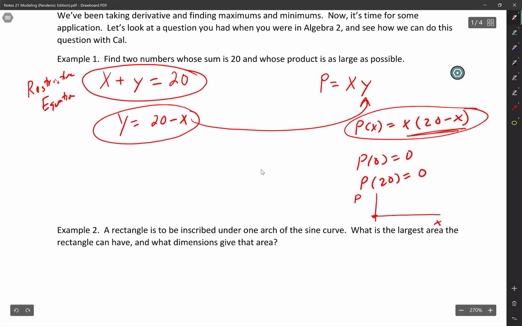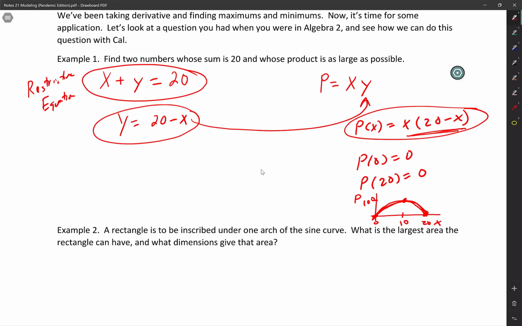Well, I have a 0 at 0 and a 0 at 20. And because it's a parabola, I know that it's symmetric. I didn't do a good job of drawing that symmetry there. You can take a guess where my max is going to be. The max is going to be at 10. And if x is 10, then y is 10, because 20 minus 10 is 10. So the maximum possible product is 100.